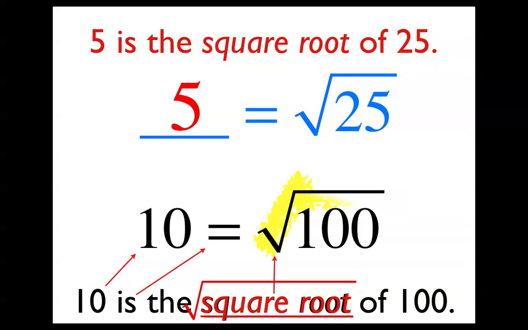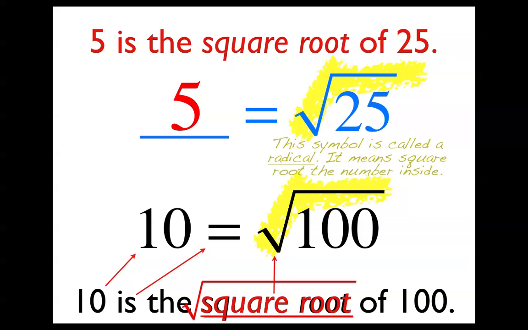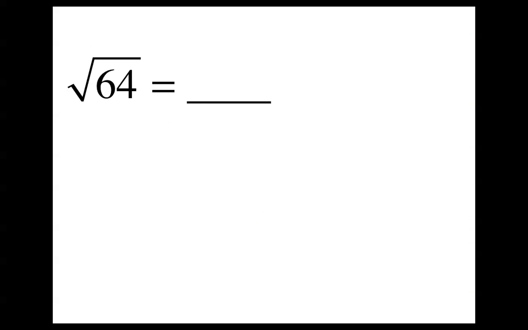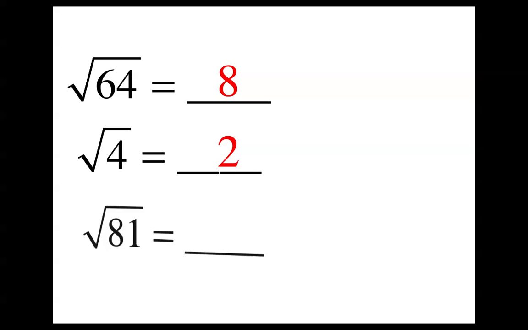Okay, easy enough. By the way, that crazy symbol, it's called a radical. And a radical just means that you're supposed to square root the number inside of the radical. So, could you square root 64? It should be 8, right? Could you square root 4? Should be 2, right? What about 81? Oh yeah, that's 9 times 9. Square roots aren't that hard.